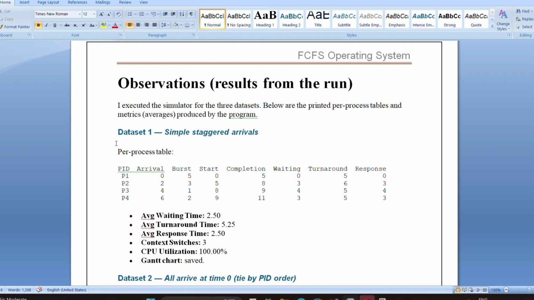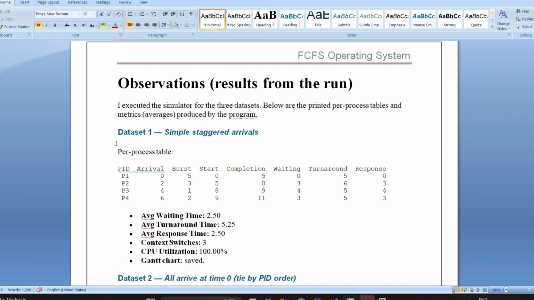Arrival time 0, 2, 4, 6. Burst time 5, 3, 1, 2. Here we have the starting time as 0, 5, 8 and 9. Completion time, where the processes end, is 5, 8, 9, 11. And the waiting time, how much time it takes to respond, 0, 3, 4, 3.